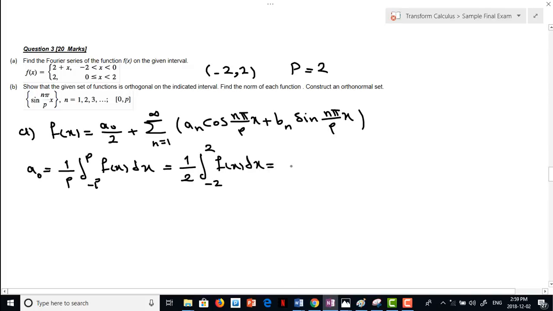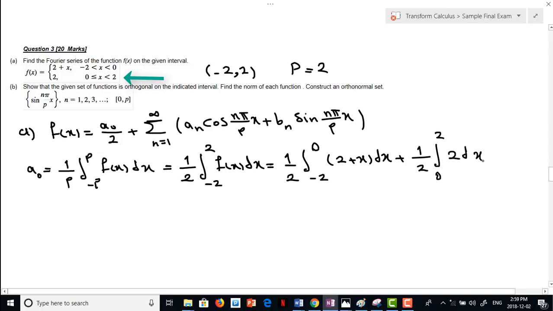And now I have to split the integral, so we have 1/2 integral from minus 2 to 0, where f(x) here is 2 plus x dx, plus 1/2 the integral from 0 to 2, so we have 2 dx. If you find these two integrals, you can easily end up with 3. So we could find a0.